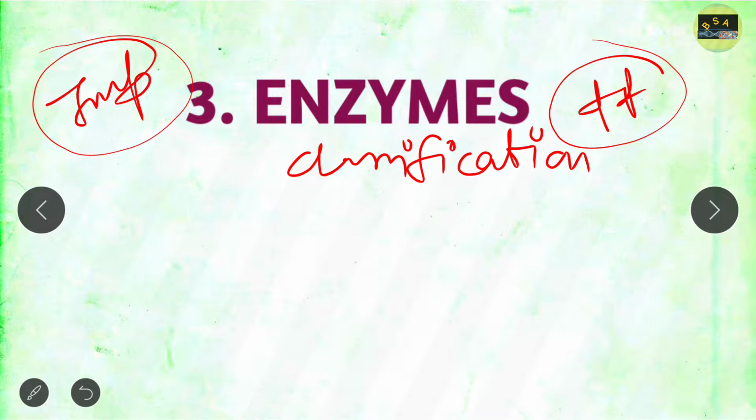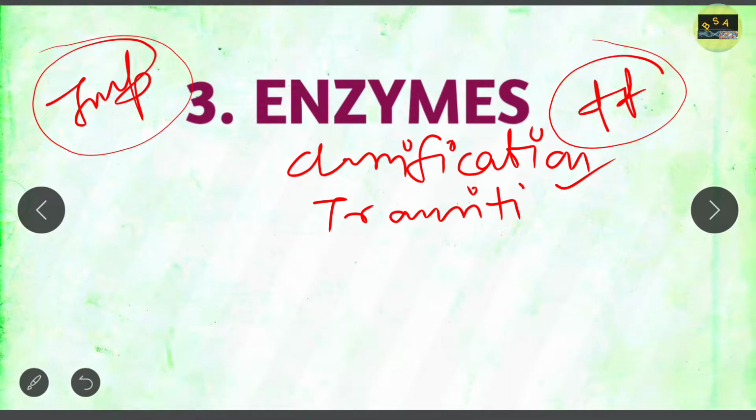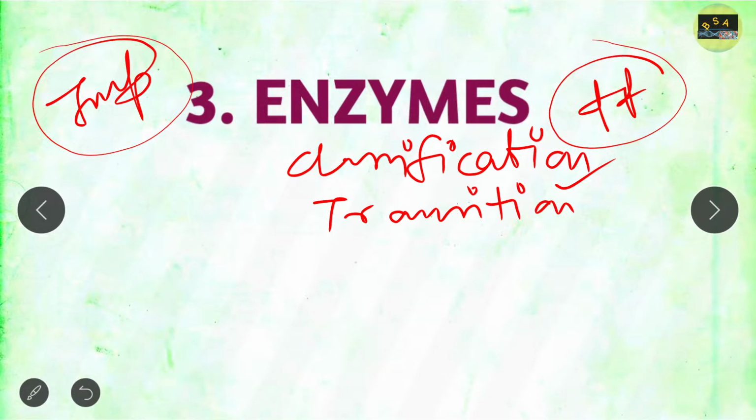I teach all these things in the enzyme lecture series as well. I have to complete that lecture series, although there are many lectures on enzymes, so please go through them. So you should read enzyme classification first, then the transition state, okay, about the transition state. Clear?